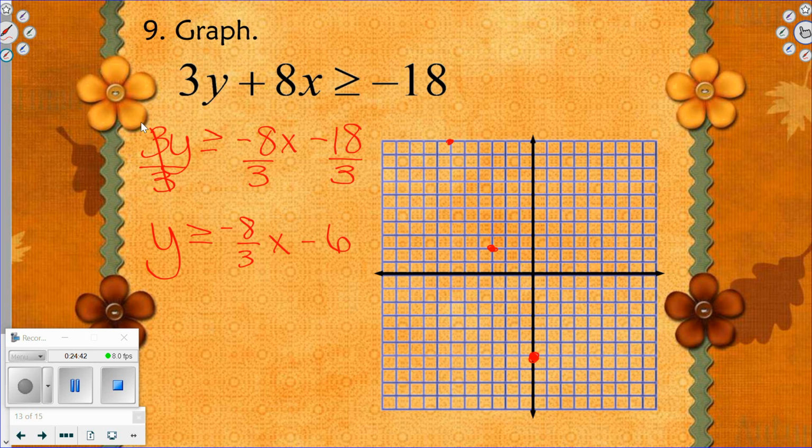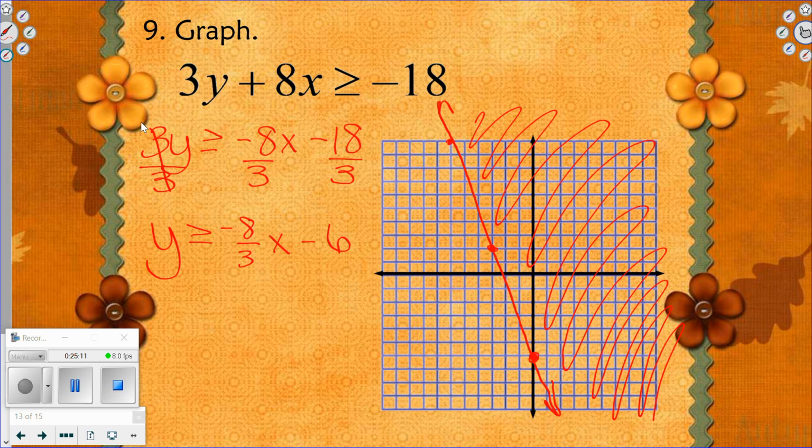And then solid or dotted? Solid or dotted? Is that one off by one? No, it's all right. So solid line. And then above or below? Above. It's greater than. So again, the values of y that are greater are up here. So it's going to be anywhere on this side. 2, 2 would work.